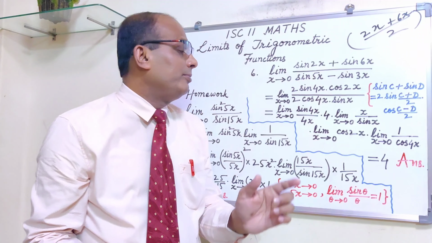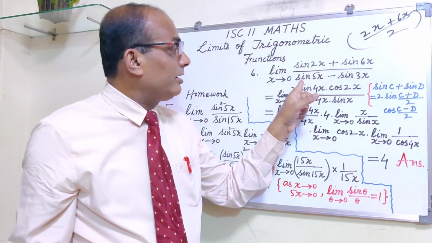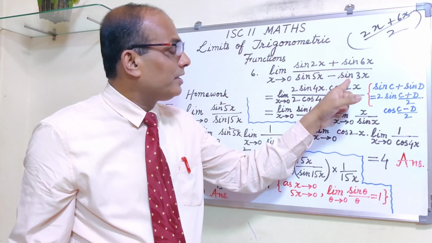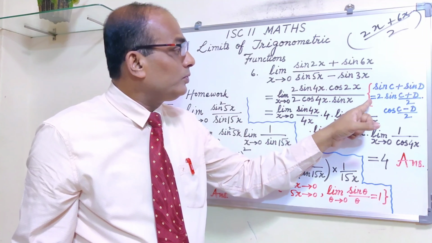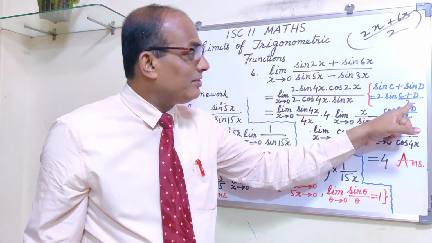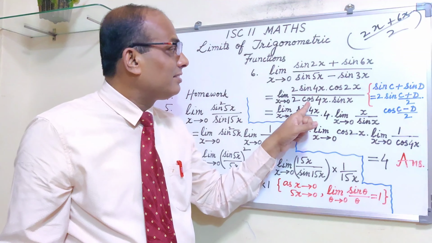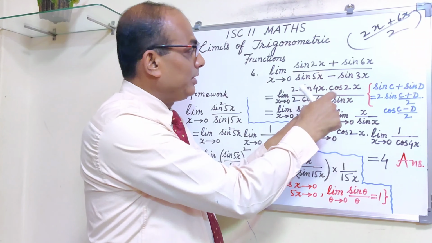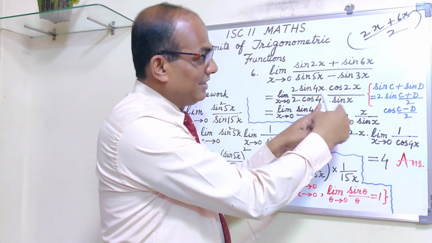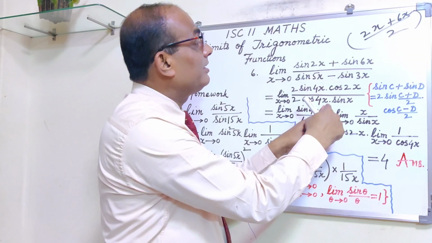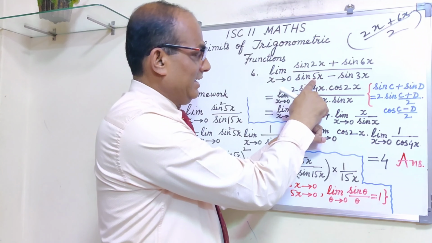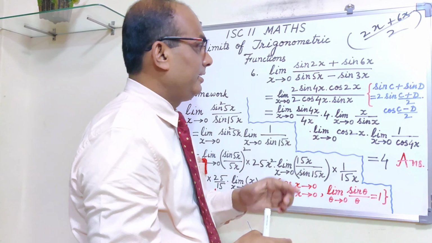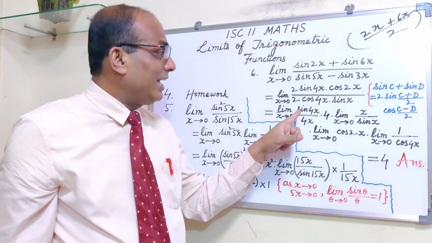The numerator is there. Now see the denominator. In the denominator we are applying the formula sin c minus sin d, which is equal to 2 cos (c plus d) by 2, that means 5x plus 3x, 8x by 2, which is 4x, and sin (c minus d) by 2, which means 5x minus 3x, which is 2x. 2x by 2 means x, sin x. Got it? Okay. Now 2 cancels.